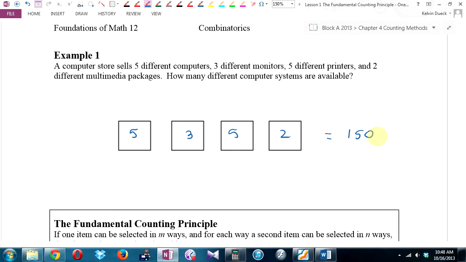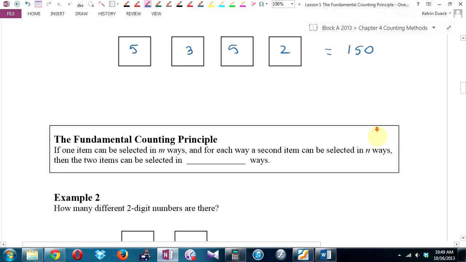I went 10 times 15, which I'm going to argue even Jordan can do in his head, right? If you're lazy and you want to start doing stuff in your head, clue in, group the multiplication into easier stuff. So what's the fundamental counting principle?